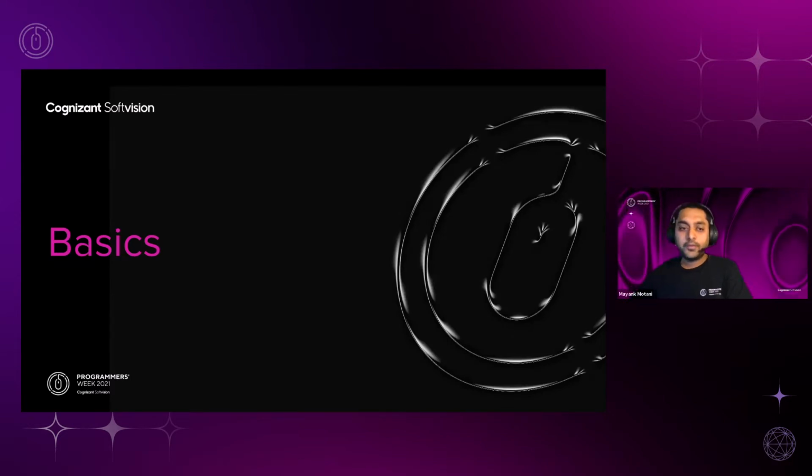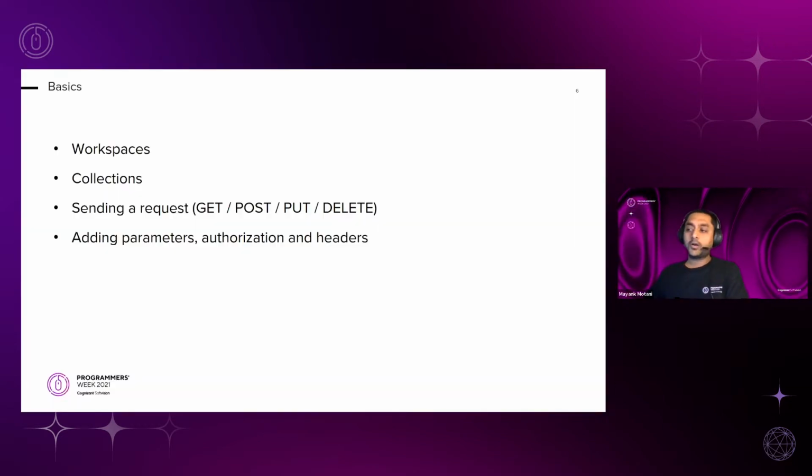So let's start with some basics. Here, we'll jump into the tool now, and we'll create a new workspace to manage our projects and tests. And we'll also create a new collection. We'll start sending some requests of different HTTP method types, like get, post, put, delete. And we'll also look at how we can add parameters, authorizations, and headers to these requests. So let's jump right in.